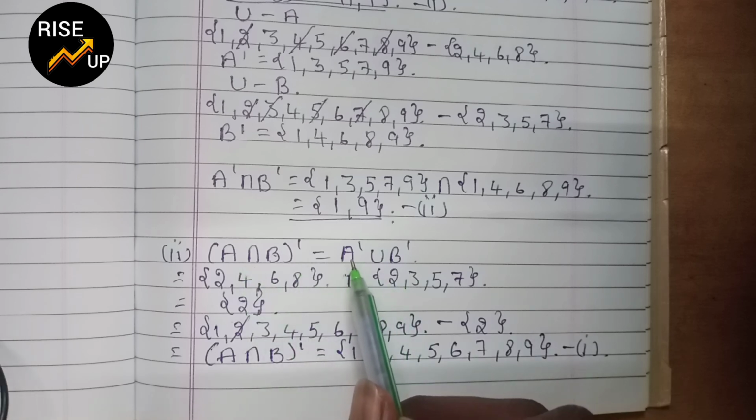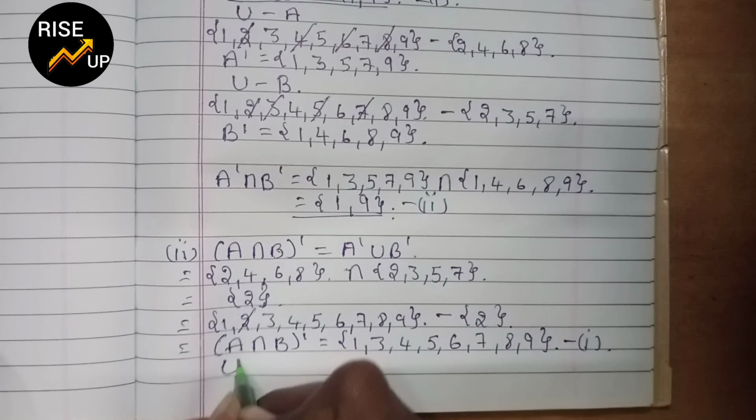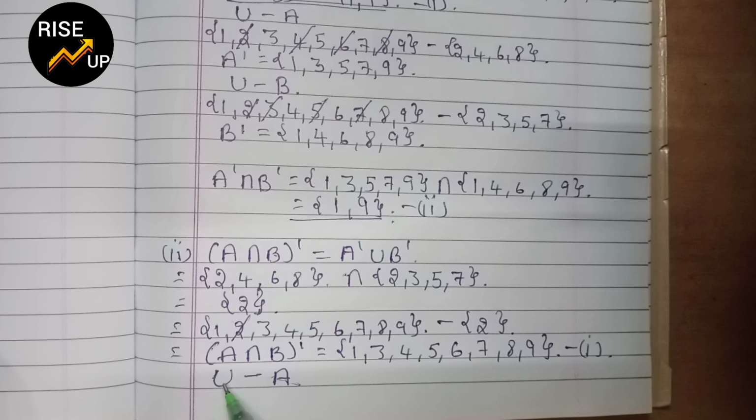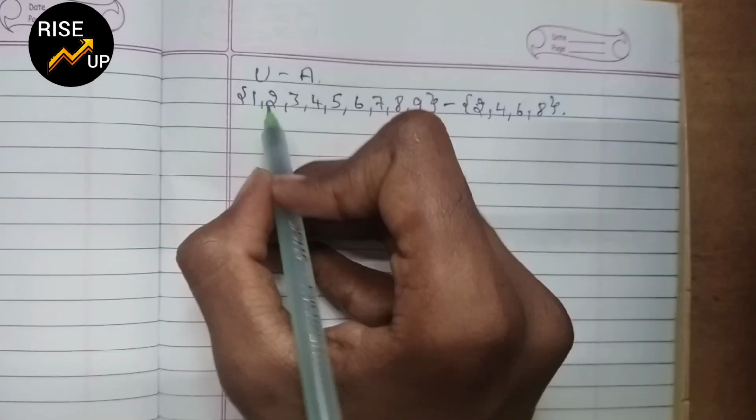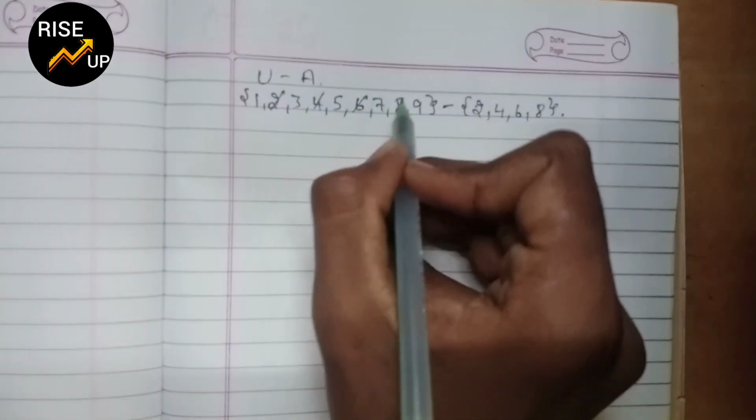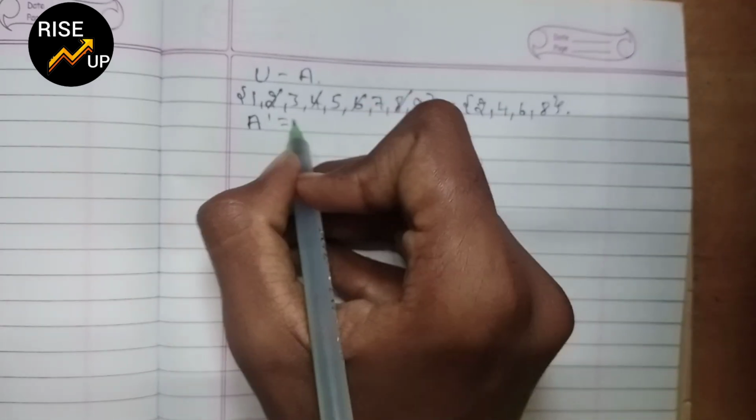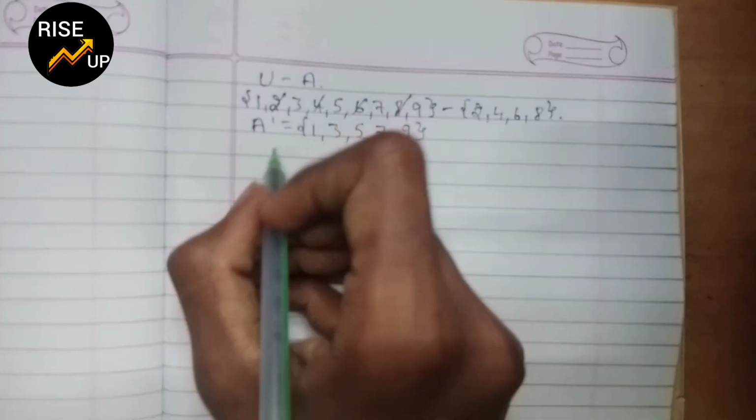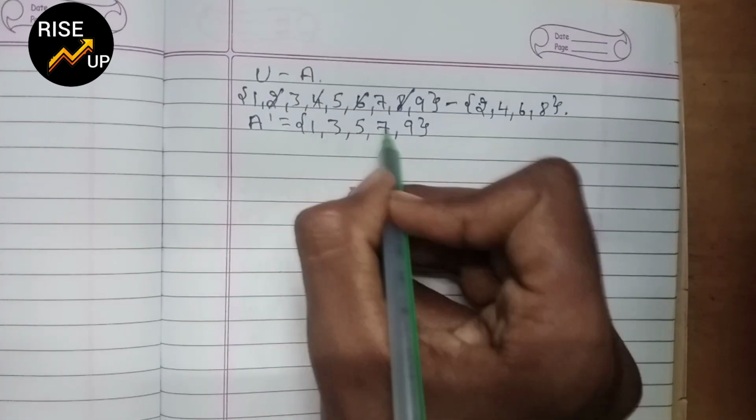What is the first step? To find the complement of set A. How will we do it? Universal set minus set A. So write down the elements of the universal set and the elements of set A. After writing them, cancel out the common elements 2, 4, 6, 8 and write down the remaining elements. That is your answer for the complement of set A: 1, 3, 5, 7, 9. Now A complement is done.